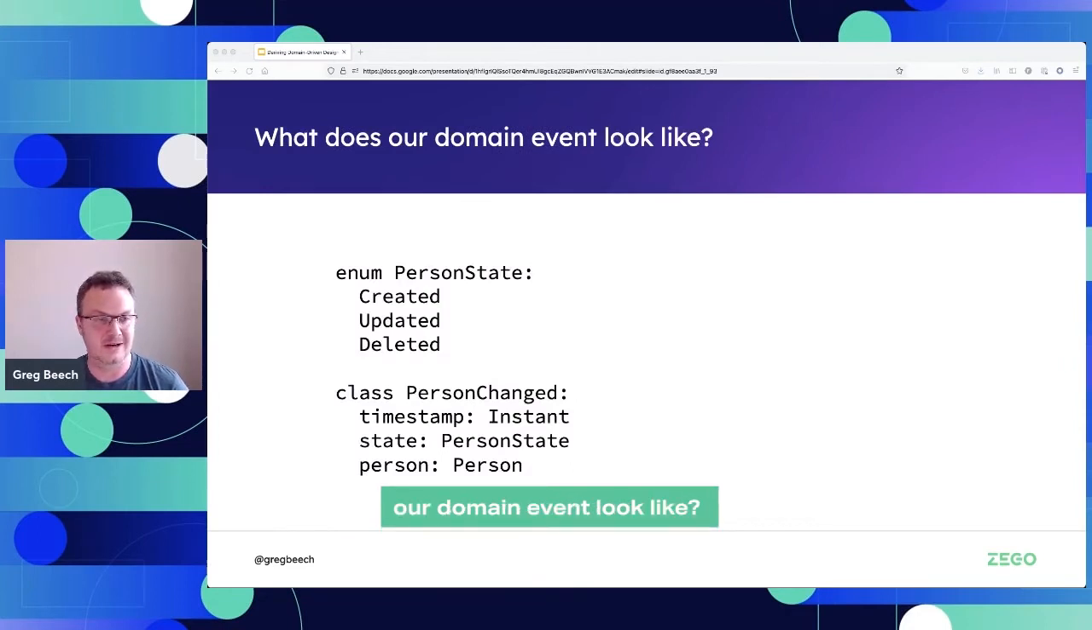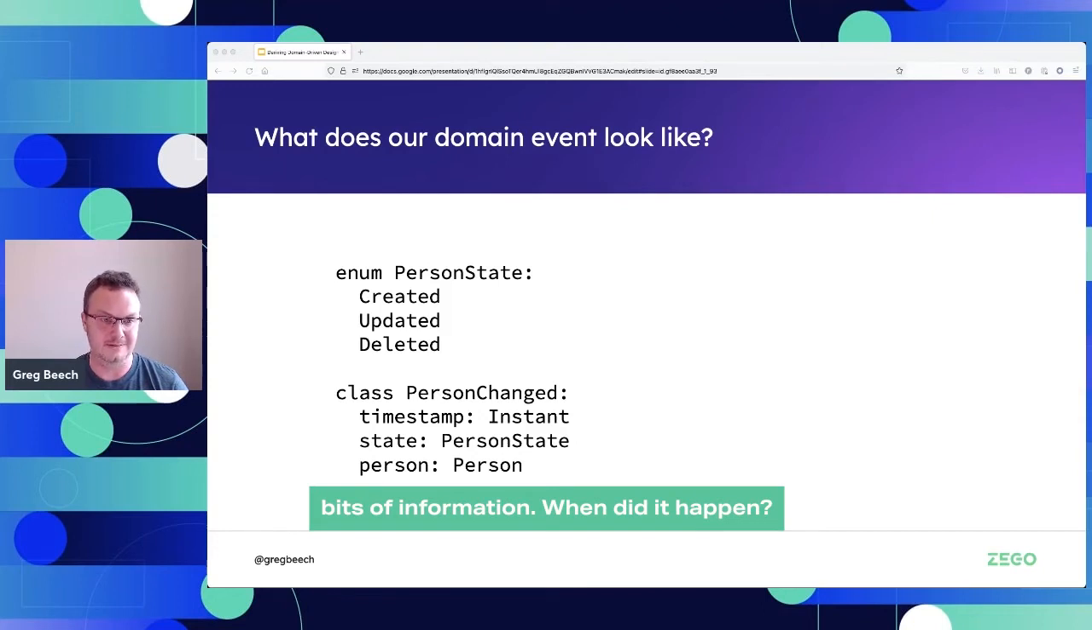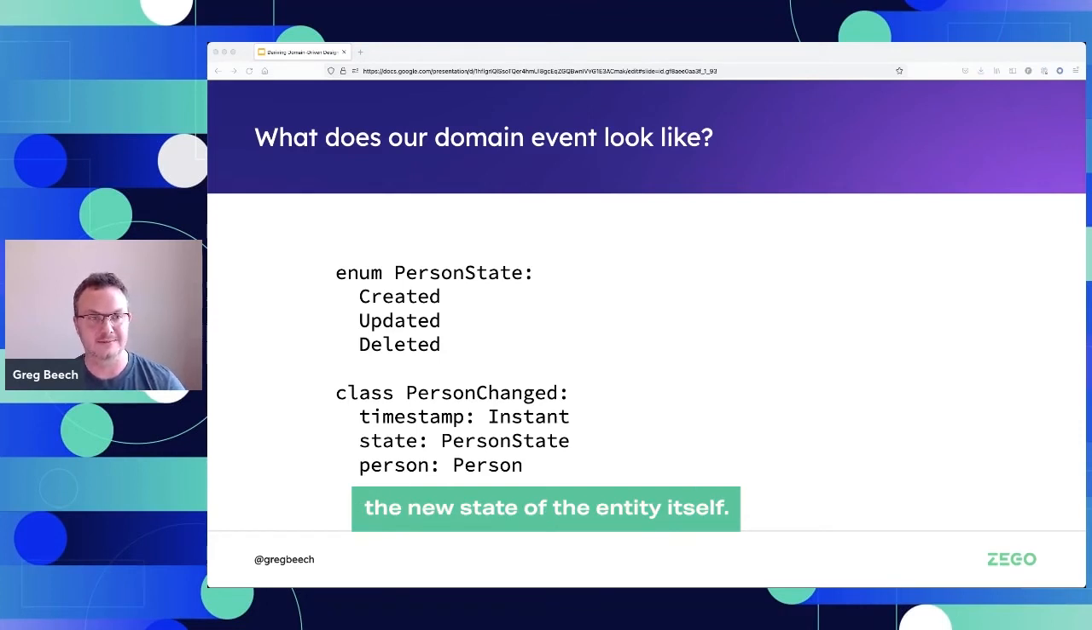Okay, so what does our domain event look like? Well, typically you've got three bits of information. When did it happen? What happened? So the usual CRUD action: created, updated, deleted, or perhaps something else. And what data is associated with that event? Typically, the new state of the entity itself.